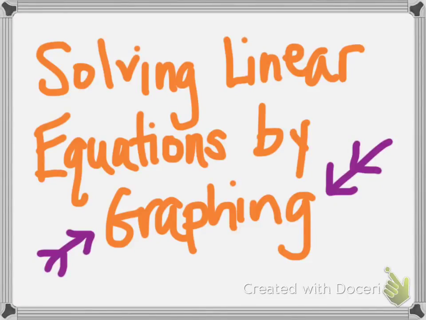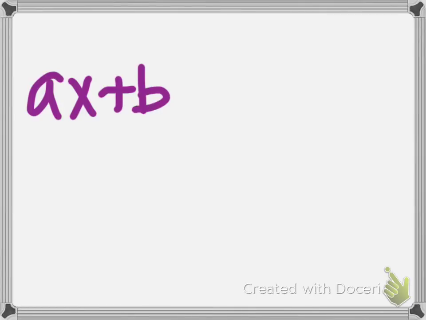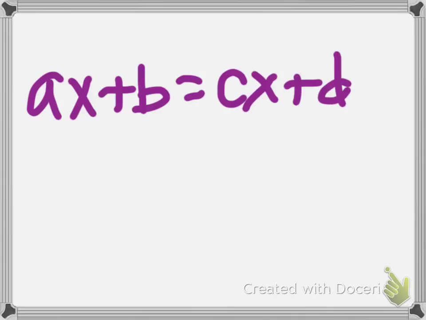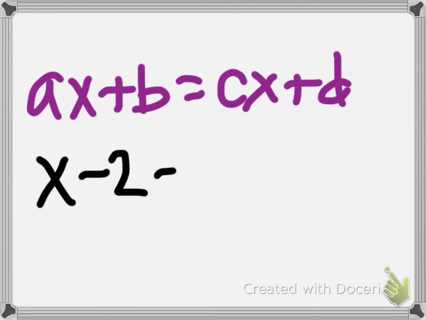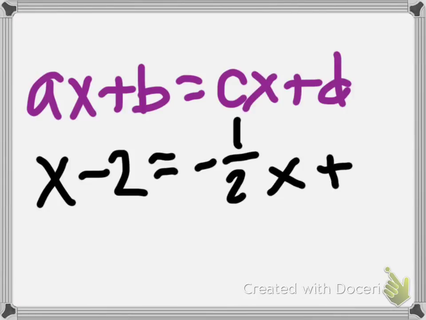Okay, today we are going to learn how to solve linear equations by graphing. And the linear equation that I'm talking about is when it is in the form of ax plus b equals cx plus d. An example would be x minus 2 equals negative 1/2 x plus 1. How in the world do we solve that?